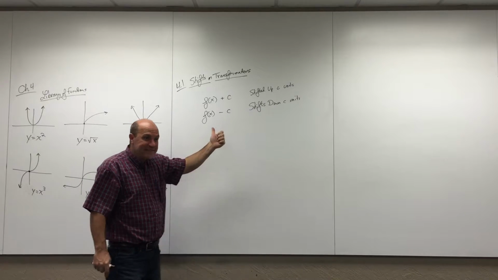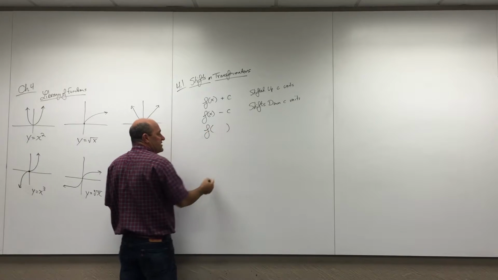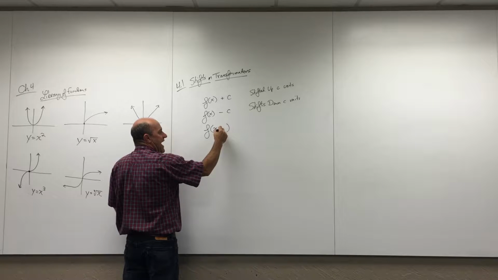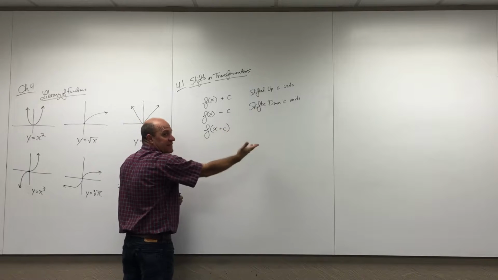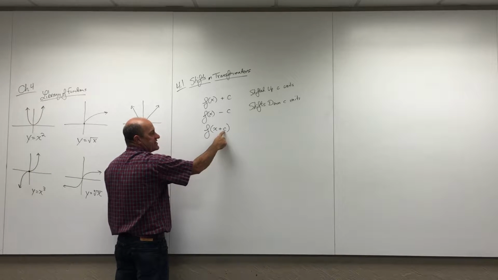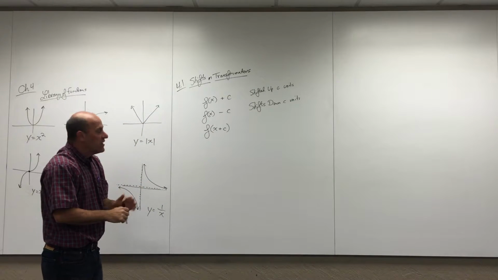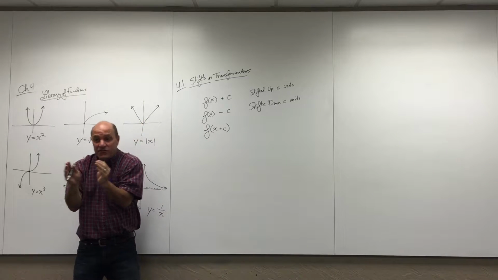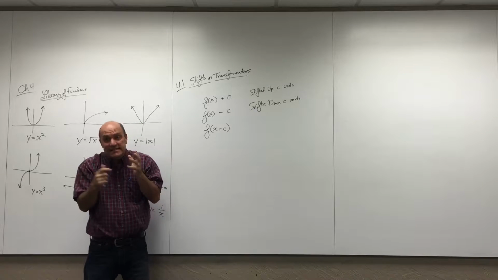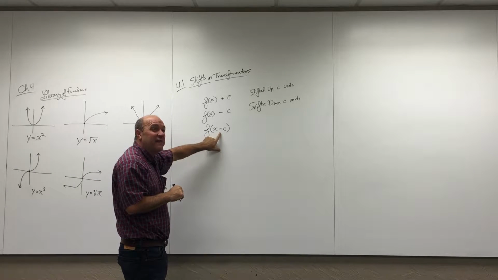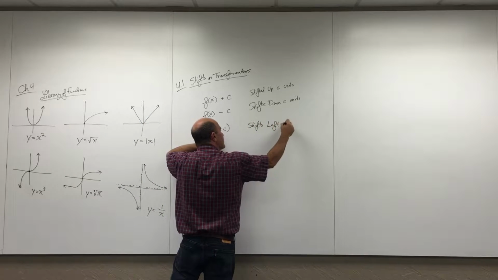Nothing too mysterious here. This one's a little different. The notation is a little different here. Now I'm going to take an x and I'm going to add a c, but it's within the function. So this c is not really added to the end of the function. The c is kind of added to the x, which is the input of the function. So you're shifting the x, and you're shifting it left or right, and it's opposite of what you would think. So the plus c is actually a shift to the left. It shifts left c units.